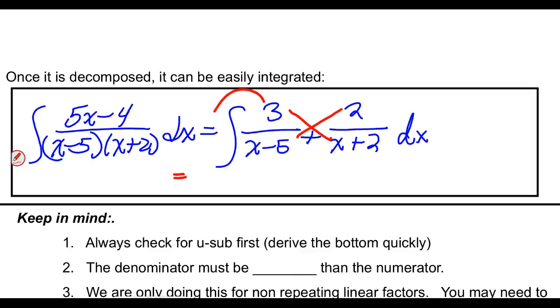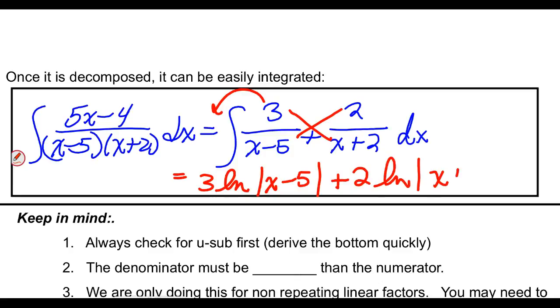So if you picture the 3 out front, it'd be 3 times the integral of 1 over x minus 5. So that's 3 ln absolute value of x minus 5 plus 2 ln absolute value of x plus 2. And these almost invariably go to natural log. You do have to be careful though.